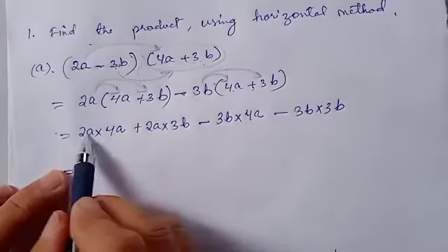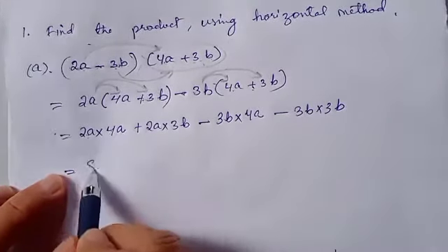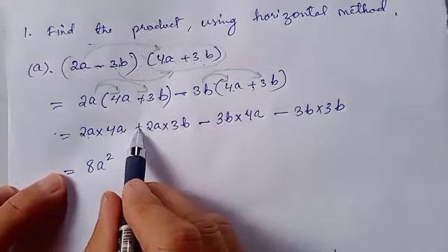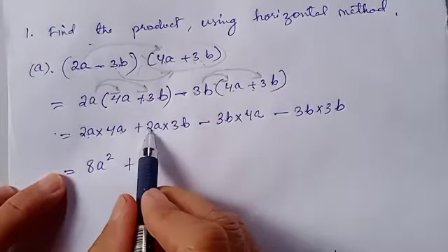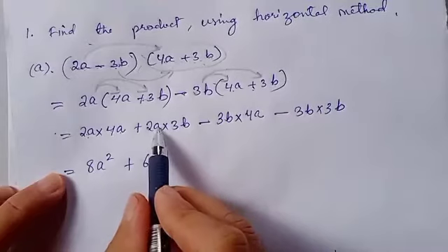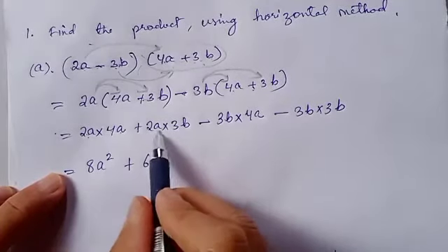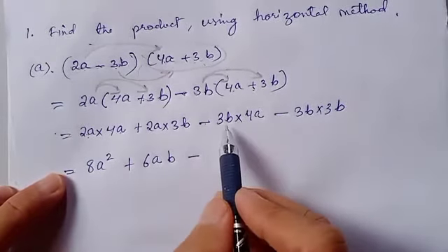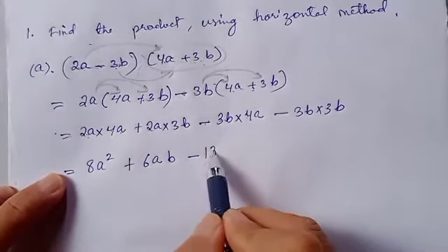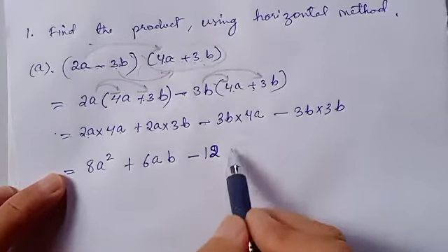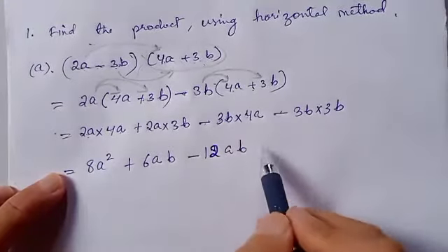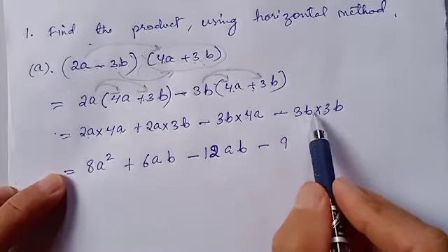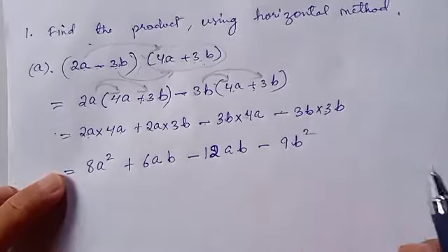Okay, here let's multiply the numbers: 2 into 4 is 8. What about a? a into a is a square, so we write 8a square. Then plus, 3 into 2 is 6. What about letters? We have only one a and only one b, so let's write ab. Minus again, let's multiply numbers 3 and 4, that is 12. We have only one a and only one b. Minus again, numbers 3 and 3, that is 9. What about b? b into b is b square.